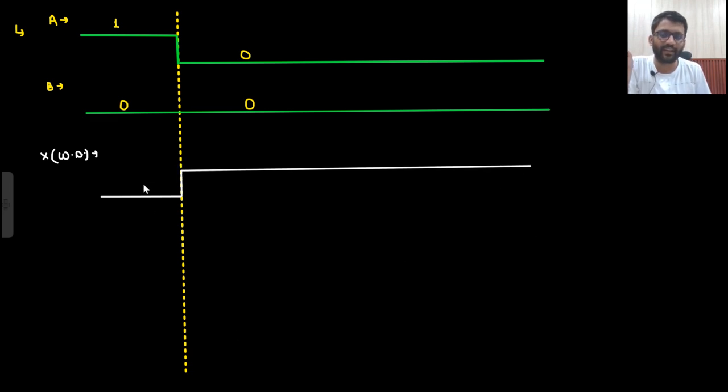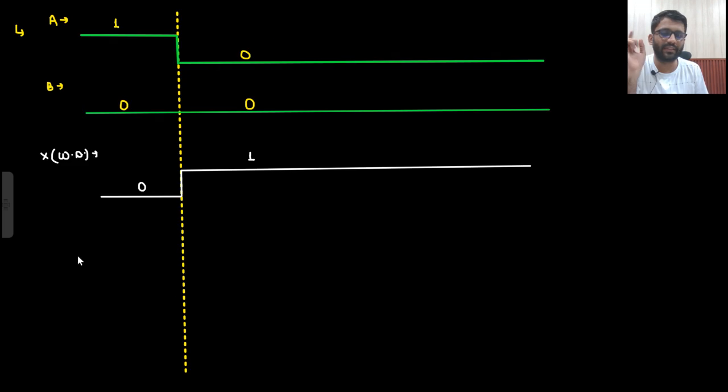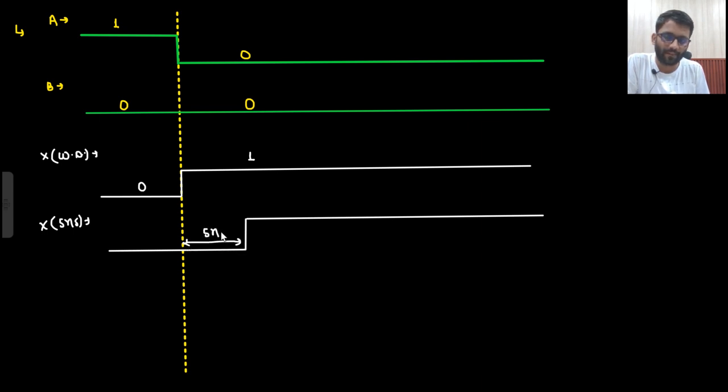Now I will check the delay. What I will check? I will check that X I will get after 5 nanoseconds. So there is a delay of 5 nanoseconds. So X after 5 nanosecond delay, this waveform I will shift by 5 nanoseconds. This waveform is shifted by 5 nanoseconds.